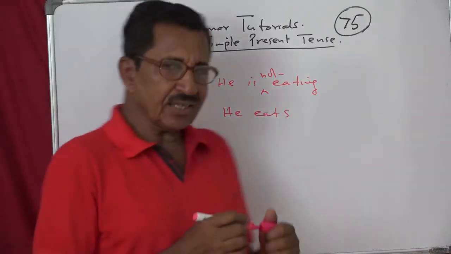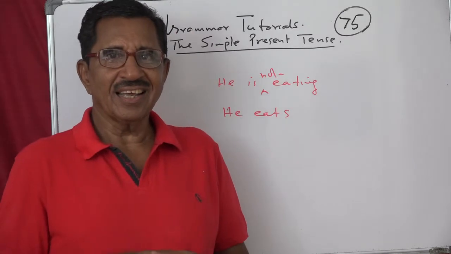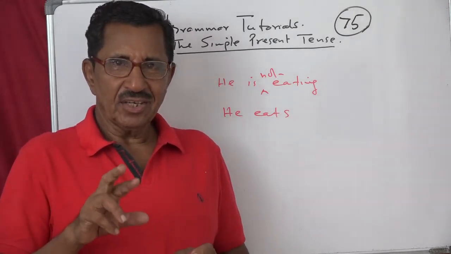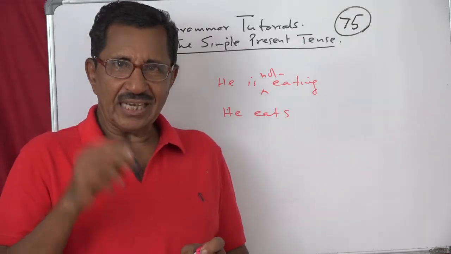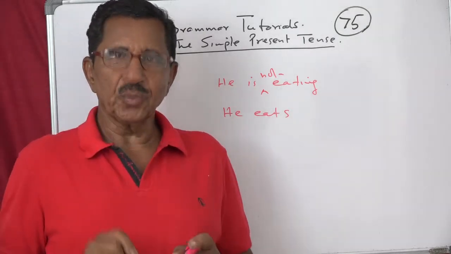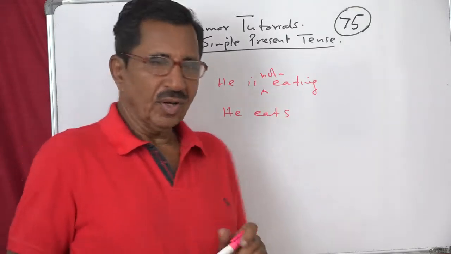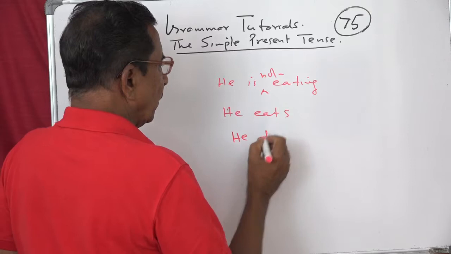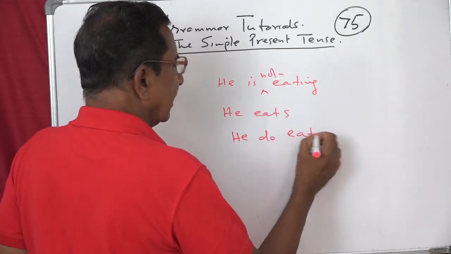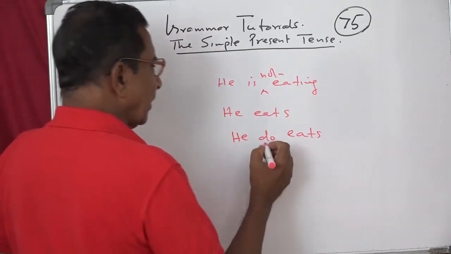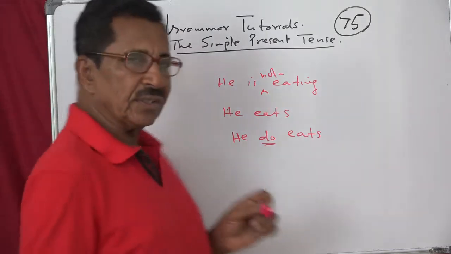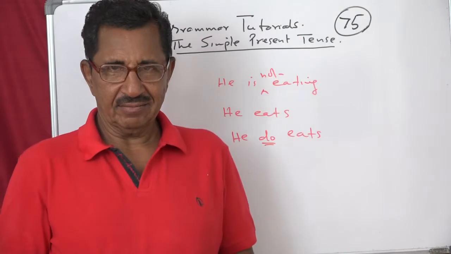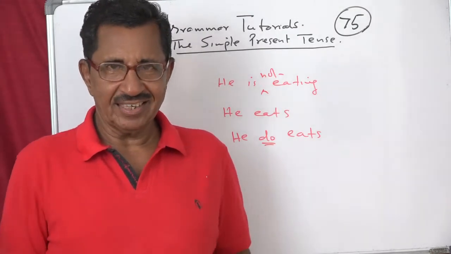Where will you insert not? You cannot. So first you have to do one thing. You have to insert do. Then it will be like this. He do eats. You have to bring in do. Do is an auxiliary verb. He do eats. Perfectly alright.